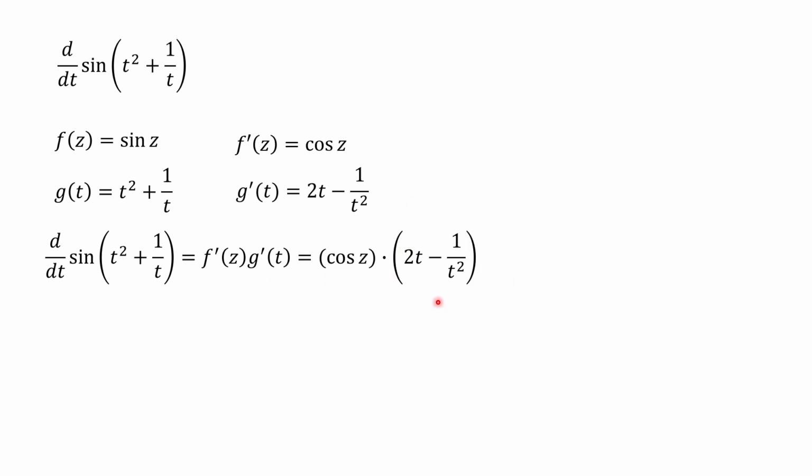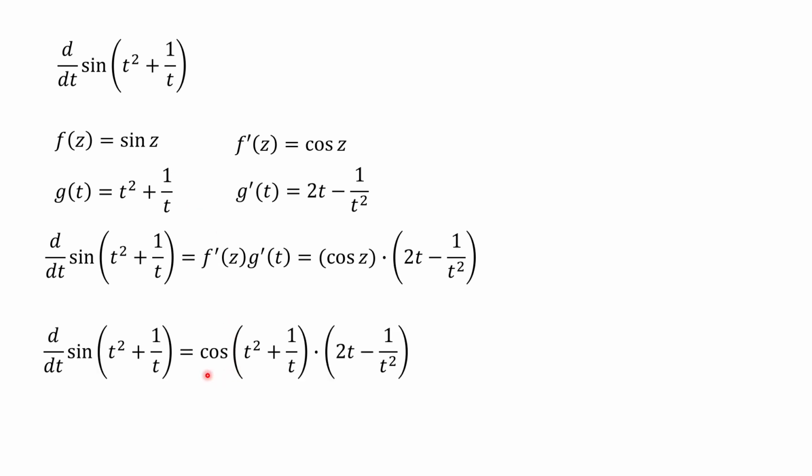The last thing we need to do is basically get rid of z. We need to remember z is g of t, which is this thing. And if we put it inside of cosine, this is what we're going to see. It's cosine of this argument times this parenthesis. All right? It's easy, as long as you know how to calculate derivatives of these functions.